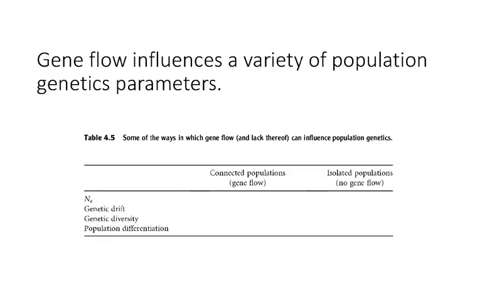And this is a really nice table that for some reason your textbook took out in this version. This was in previous versions of your textbook, and I put it in here because I think it's a really nice way to summarize the different effects. So in these columns, we have two different types of populations that are connected by gene flow or isolated with no gene flow. And then we have different population genetics parameters: effective population size, genetic drift, genetic diversity, and population differentiation.